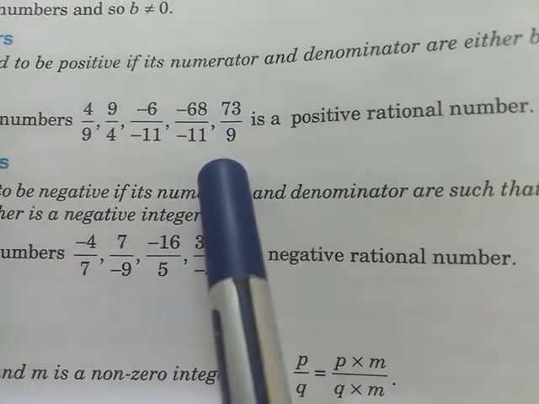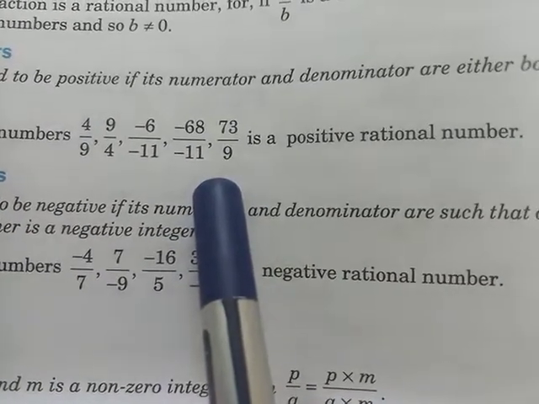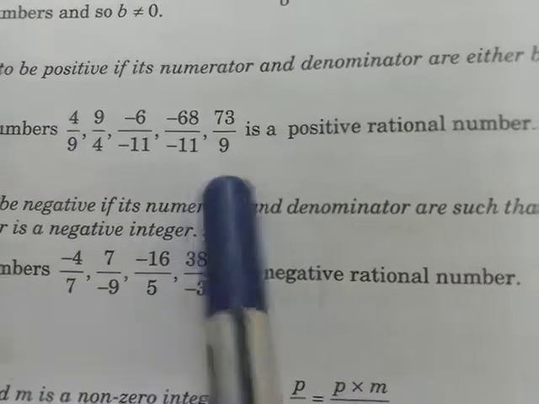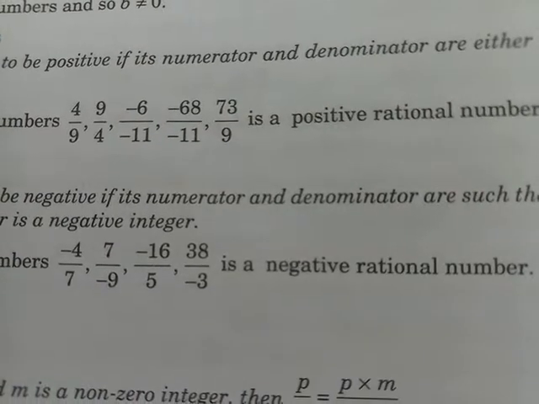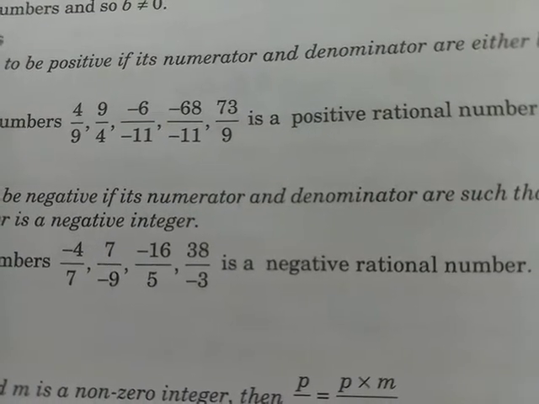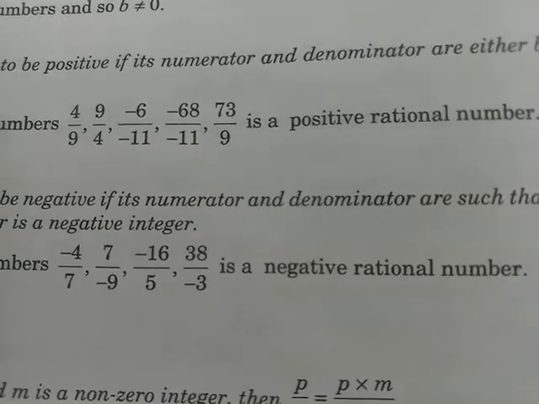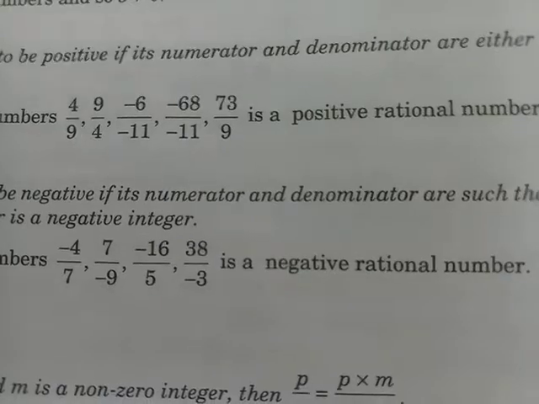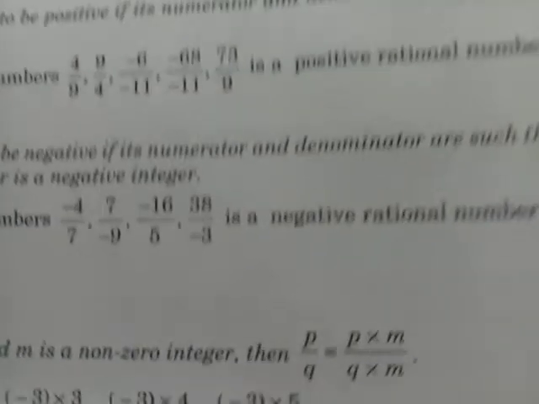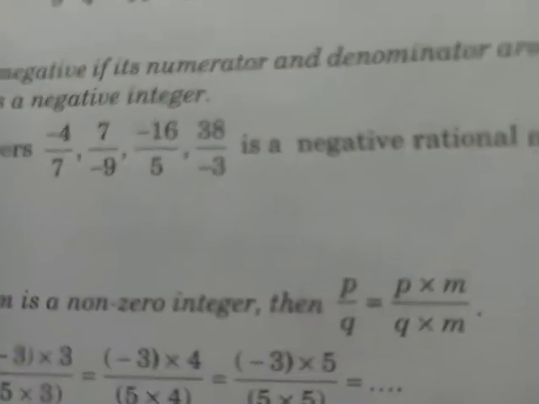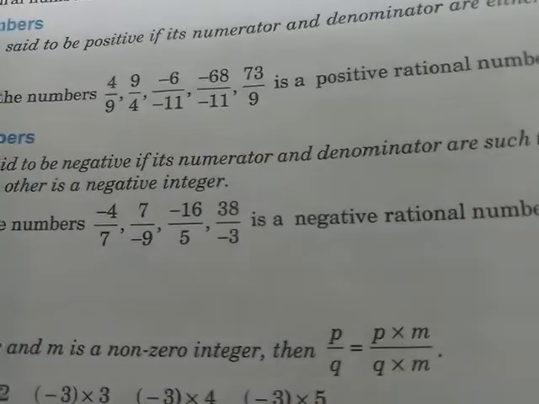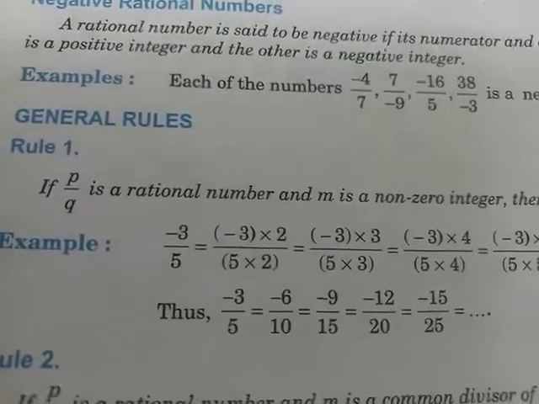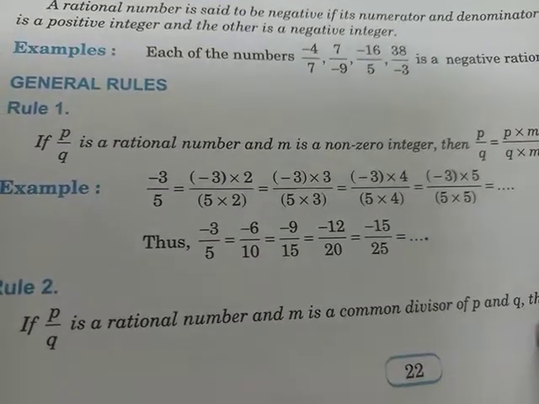Minus 68 by minus 11, both are again having the same sign, therefore it is a positive rational number. So we have to remember that if the numerator and denominator both have the same sign, then they are positive, and when the numerator and denominator have different signs, then they are negative. Okay, then we come to a few general rules for the rational number.